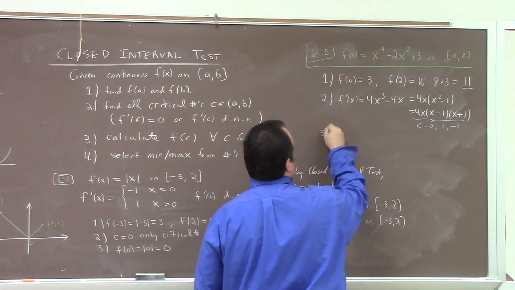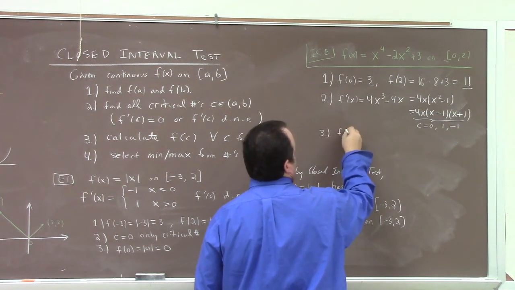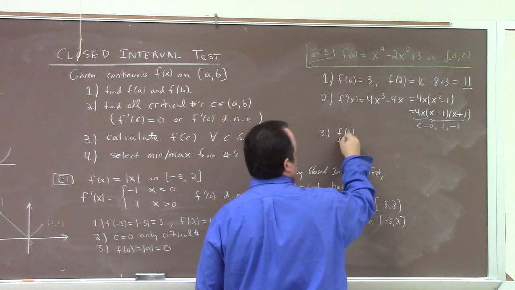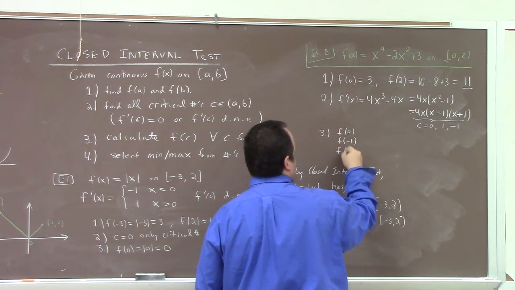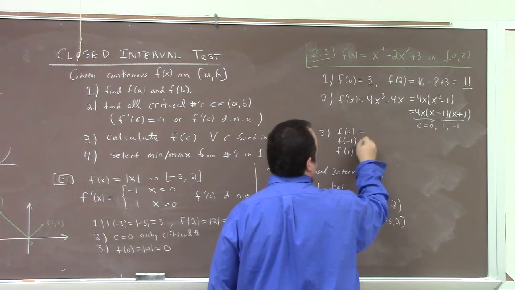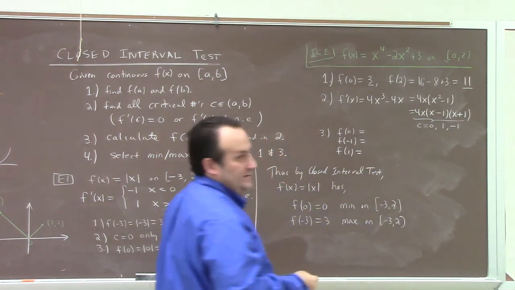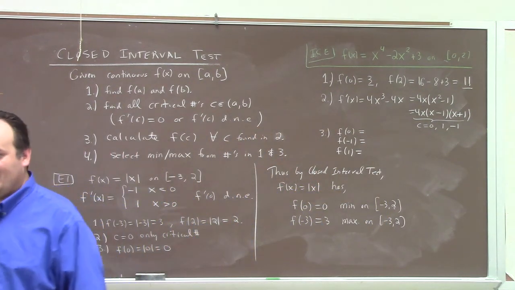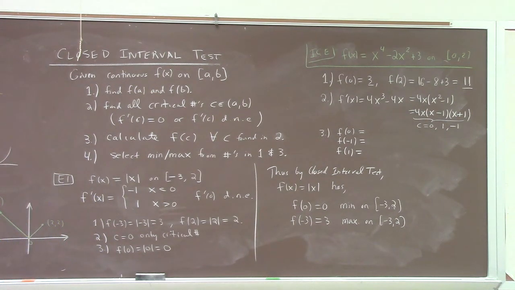So step 3, I should calculate what's f of 0, what's f of minus 1, what's f of 1. Sorry. I made a poor choice. I should have erased and worked over there for you. Although getting up and moving around is helpful.